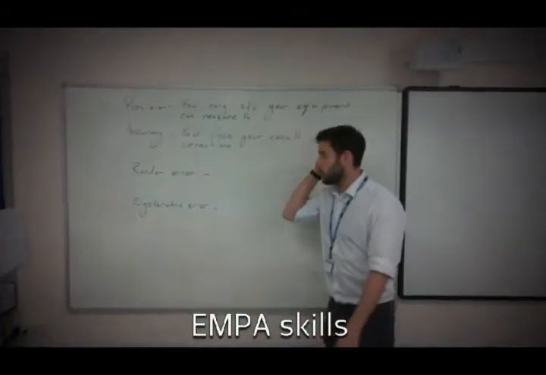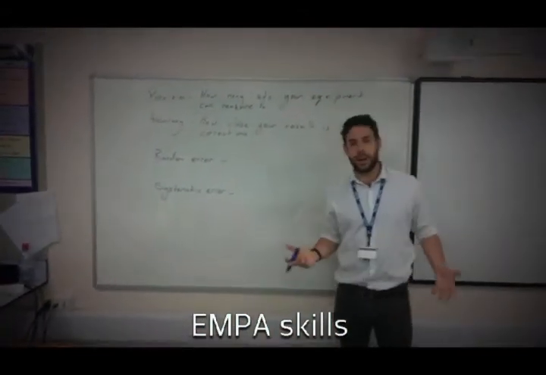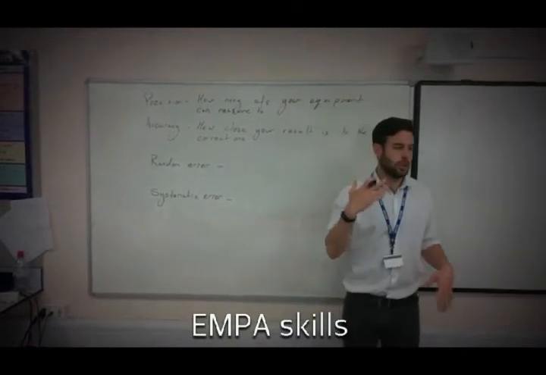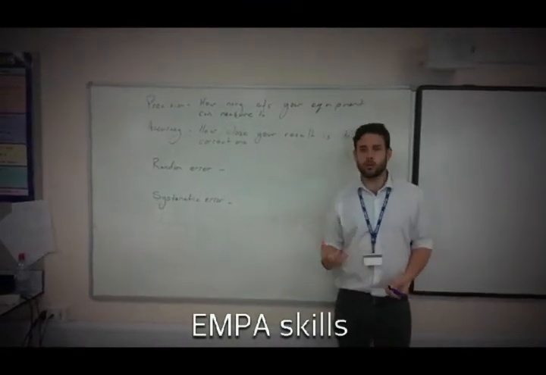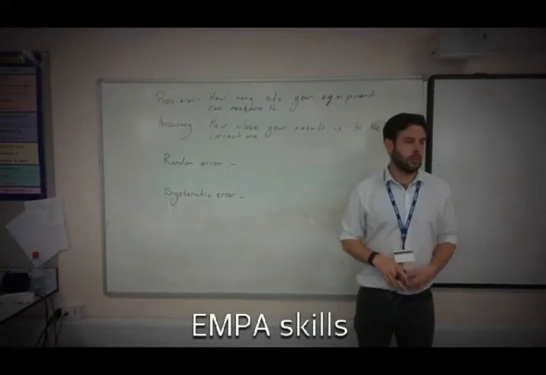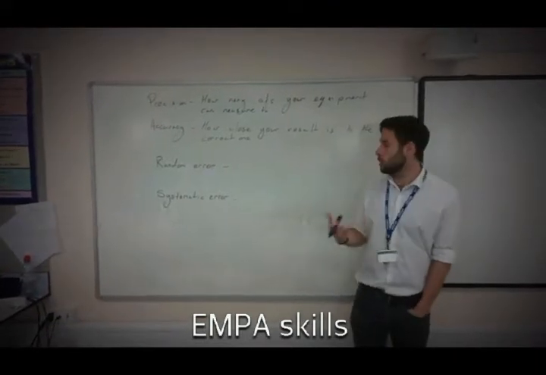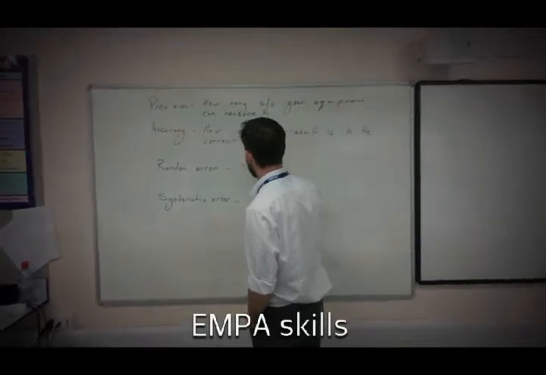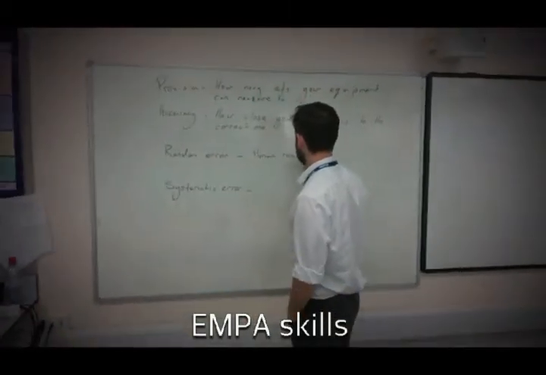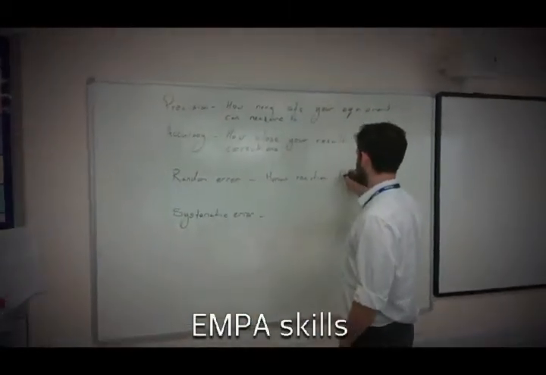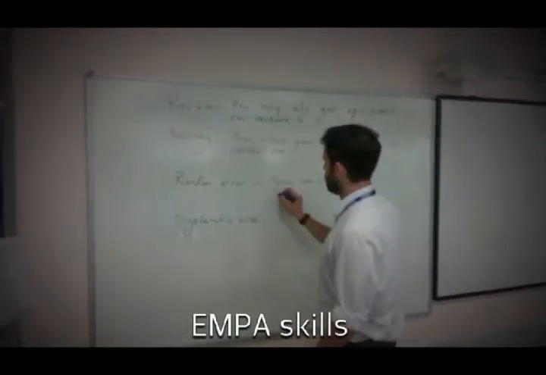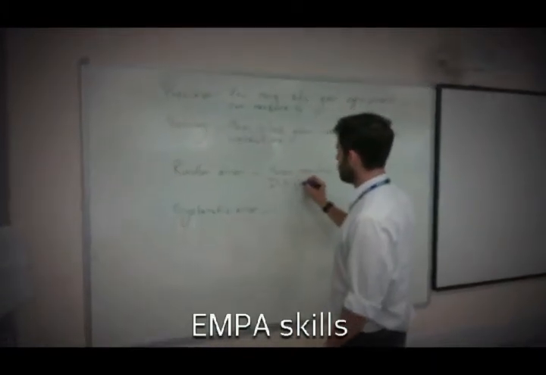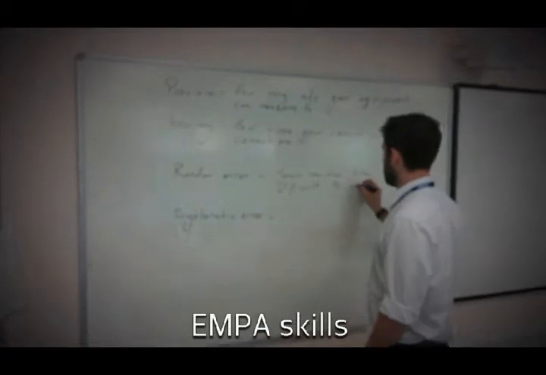Random error is something which occurs at random. It's impossible to account for, and you don't know to what extreme it's going to occur. So a good example of random error is human reaction time. It's difficult to account for.